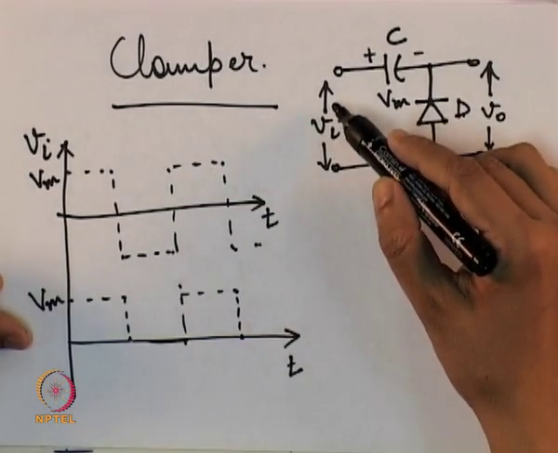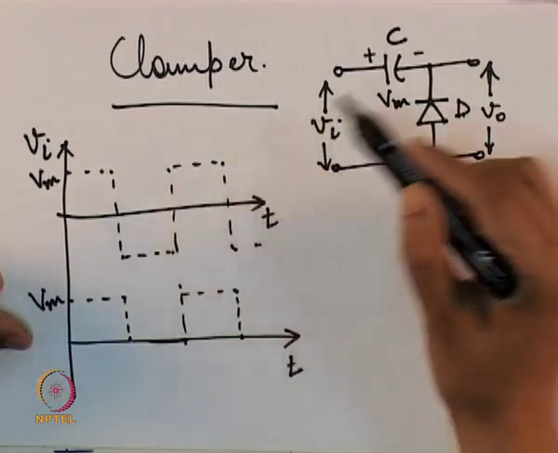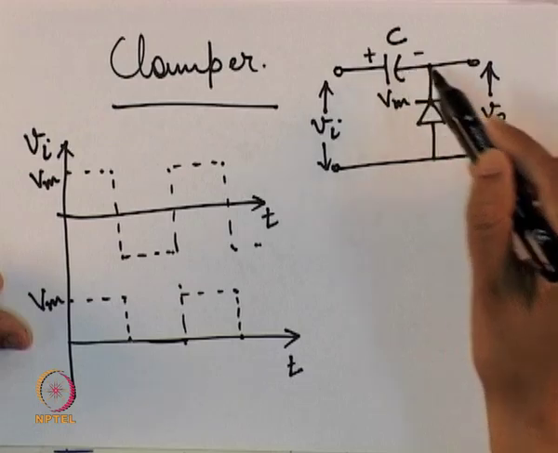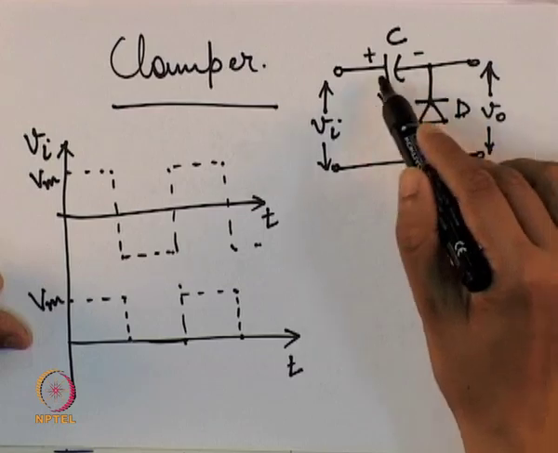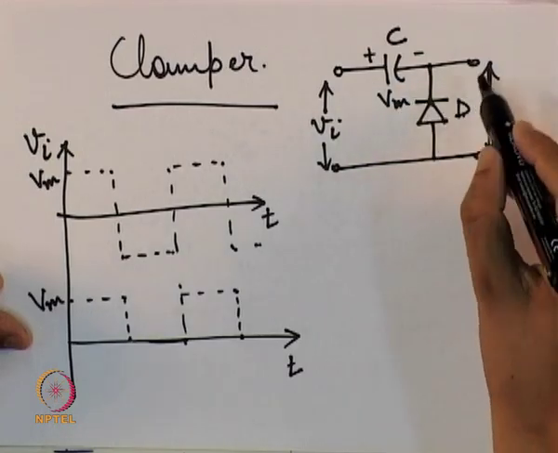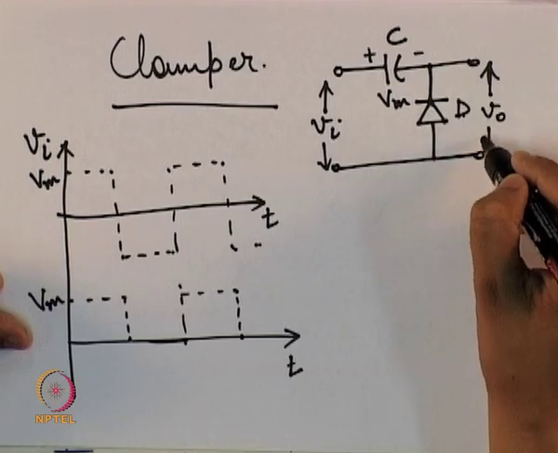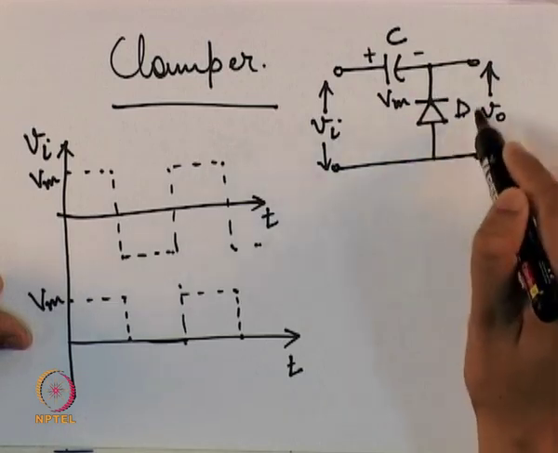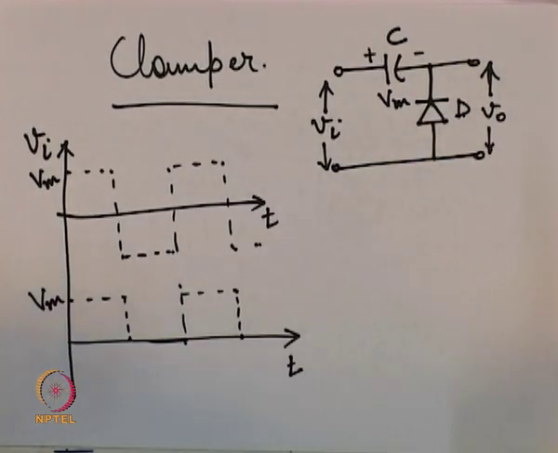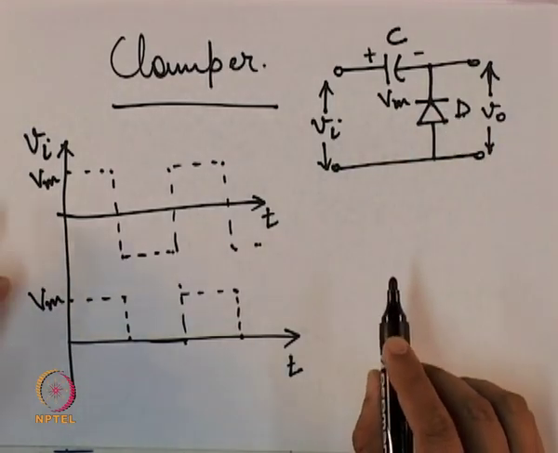Again, when Vi increases or becomes positive, the voltage across the capacitor will continue to be Vm, and the voltage that will appear across the output will also be Vm, because D is now in reverse biased mode and therefore open, and this way the cycle continues.